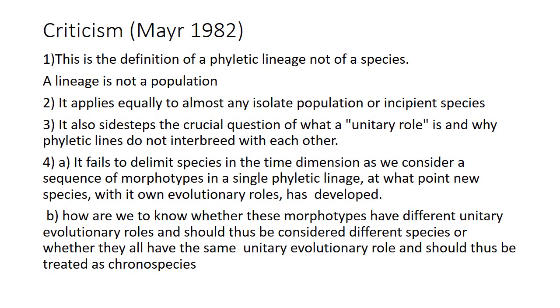It fails to delimit species in the time dimension, as when we consider a sequence of morphotypes in a single phyletic lineage, we do not know at what point a new species with its own evolutionary role has developed. How are we to know whether these morphotypes have different unitary evolutionary roles and should thus be considered different species, or whether they all have the same unitary evolutionary roles and should thus be treated as chronospecies? Chronospecies are those species which are just identified on the basis of the time scale. For example, if there are different morphotypes and they have been found from different formations which are from different eras, it means that they are different species.